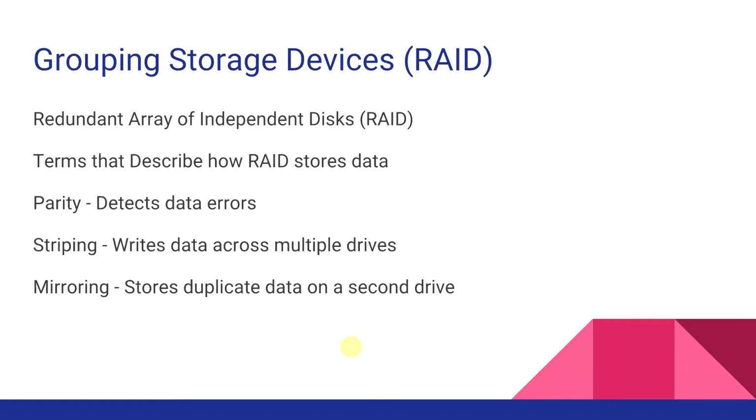So one of the first things that we need to look at about RAID, it's a redundant array of independent disks. So you have multiple independent disks that are going to work together in a redundant array. There's a couple of terms we need to know. First is parity. Parity is detecting data errors, while striping is writing data across multiple hard drives. Mirroring stores duplicate data on a second hard drive. So 2 hard drives, same data.